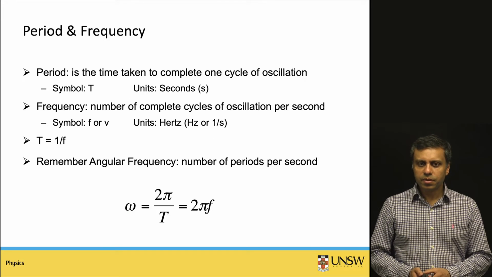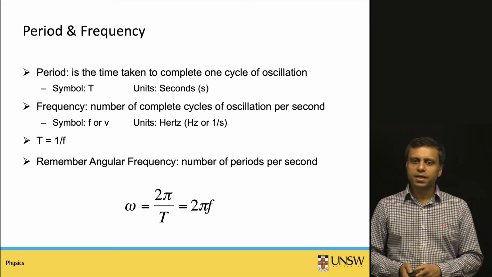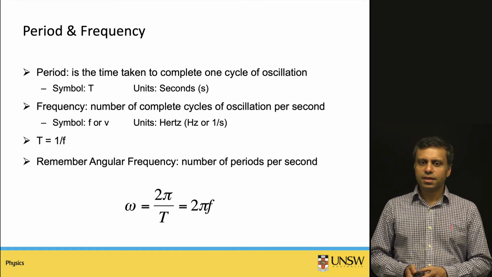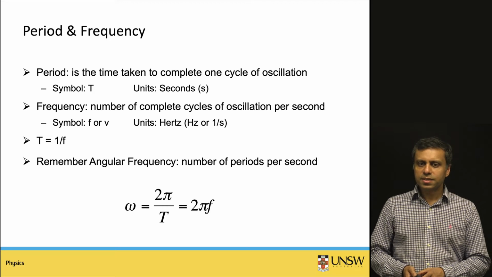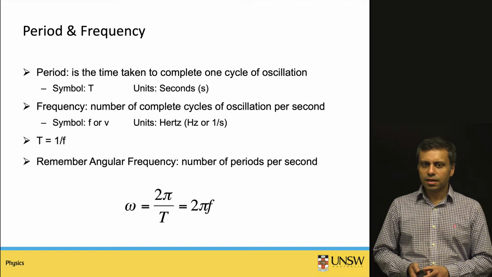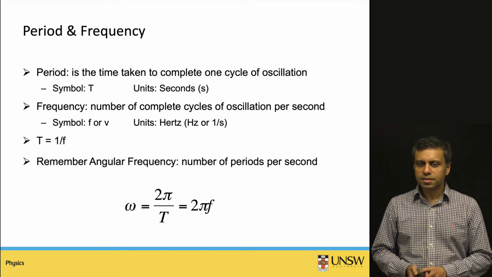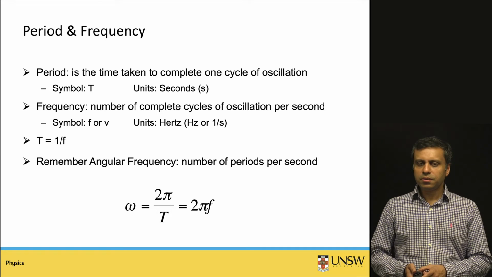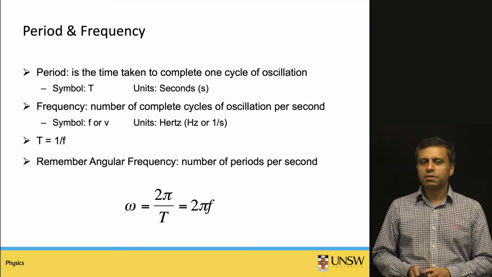So the relationship between period and frequency, we have already seen this. Period is the time taken to complete one cycle of oscillation, and it has the symbol of capital T. Its unit is second, it's a time. Frequency is the number of complete cycles of oscillations per second. So this is represented as small f, or the symbol nu. It has the units of hertz. Hertz is simply the inverse of a second. Period T is equal to 1 over f. That is, period is the inverse of the frequency.